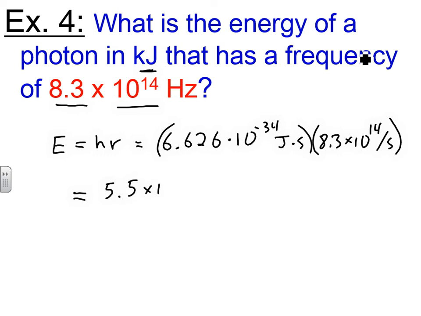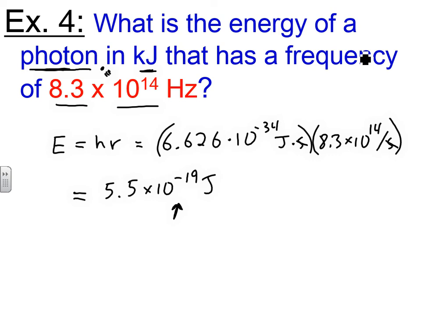Now the unit for this, since seconds cancel out, is joules, and that's what energy is referred to in joules. Now this is a really tiny number. Notice 10 to the negative 19th, which makes sense because we are talking about a single photon, a tiny particle. Remember, a photon is like a tiny little particle of light that's flying through space.